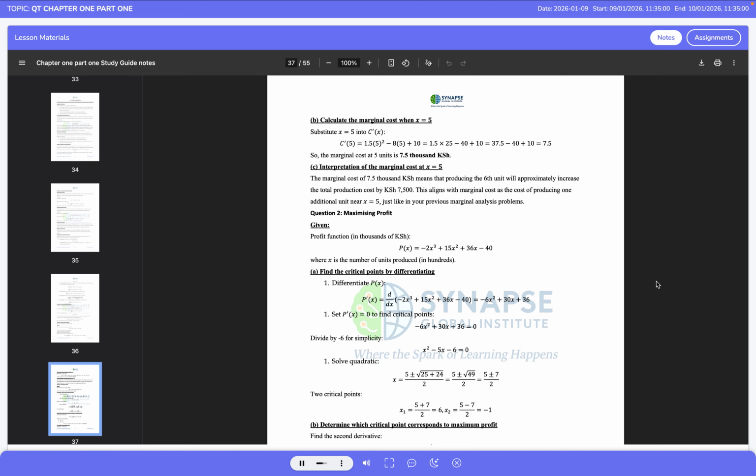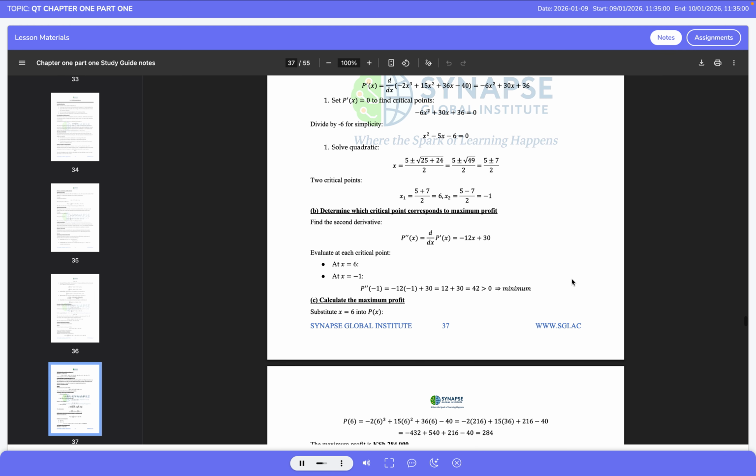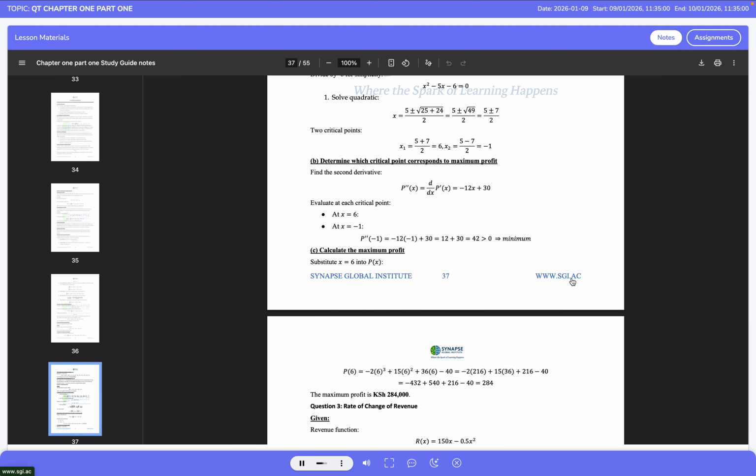Setting this equal to 0 and simplifying gives x² - 5x - 6 = 0. Solving this quadratic gives two critical points, x = 6 and x = -1. To determine which point gives maximum profit, we calculate the second derivative, which is -12x + 30.